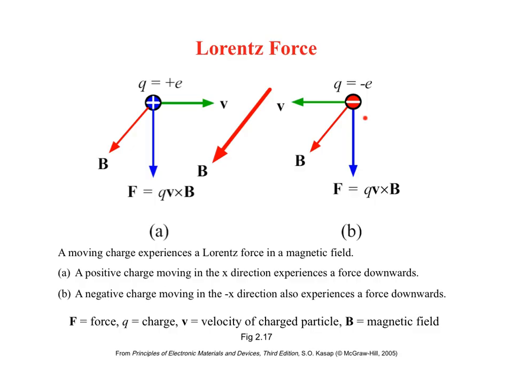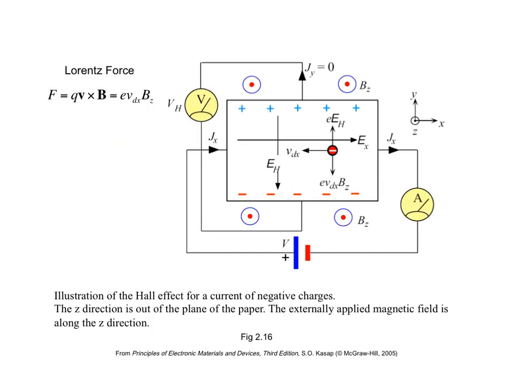We get the same downward force for a negatively charged electron moving this time to the left, because our Lorentz force law uses q times v in the cross product. Now imagine we have a sample material, shown by this rectangle, placed in a magnetic field coming out of the board, and that the sample contains mobile electrons.